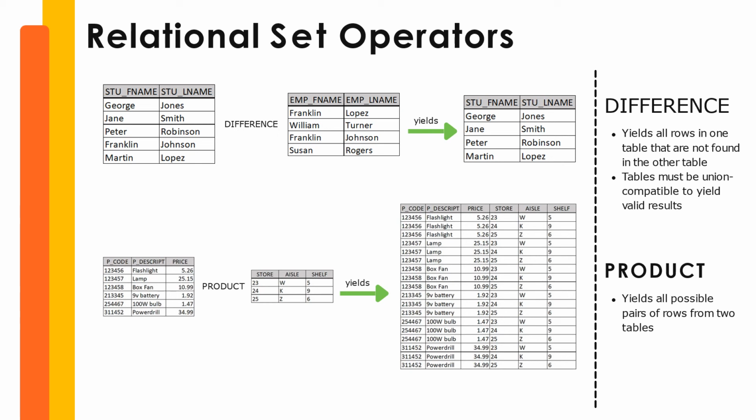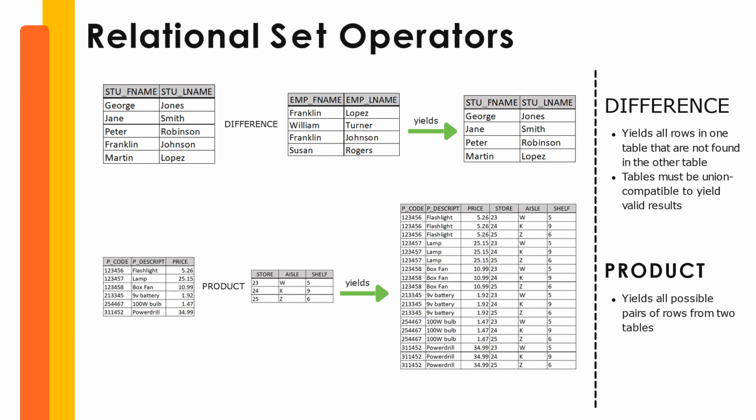For the example on the left, we can see we have one table of students' names and one table of employees' names. If we're getting the difference, it means that we're going to check each of the names in the employee table and check if they are in the original table, or the first table. If they are, we're just going to eliminate them from the original table. In this case, we have seen earlier that Franklin Johnson appears in both tables, so our result would include everything that is in the student table, minus the name of Franklin Johnson.